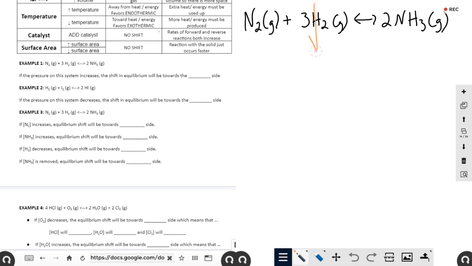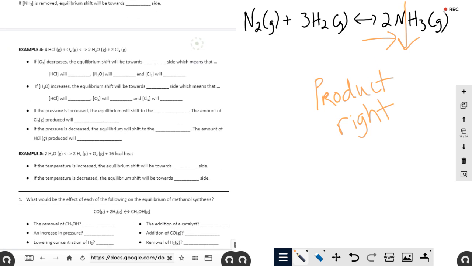H2 decreases. What's the crisis? Oh my gosh, I don't have enough. What do I do? Make more. How do I make more? I need to shift to the reactant side, or that would be the left. Okay? And then if NH3 is removed, what's the crisis? Oh my goodness, I'm running out. I don't have enough. Make more. How do I make more? I go to the product side, or to the right. Okay, so now we're going to continue on here.